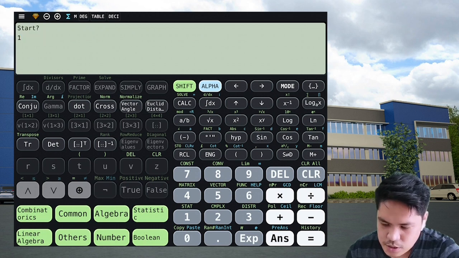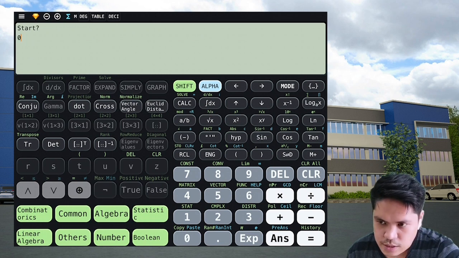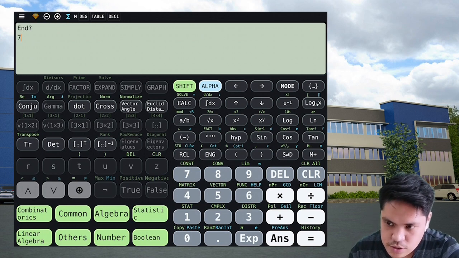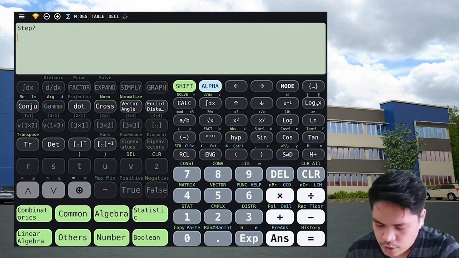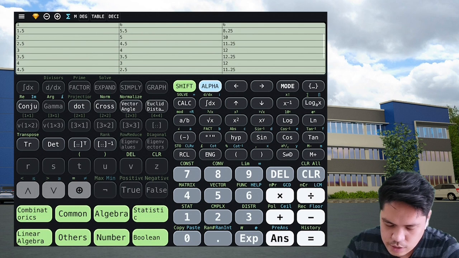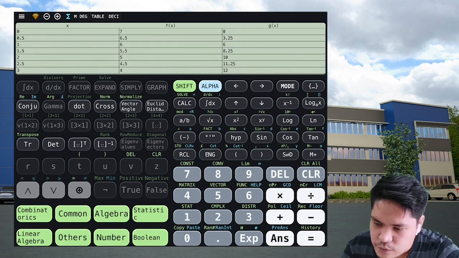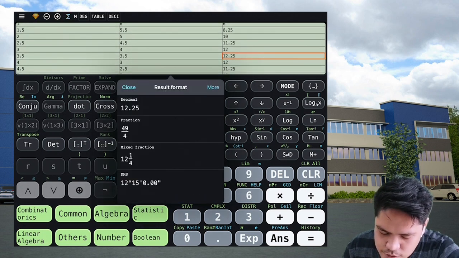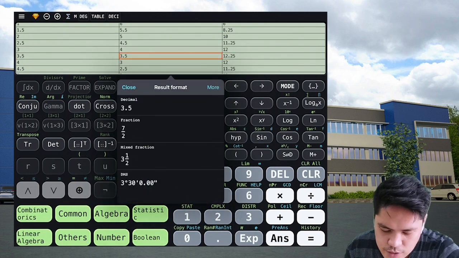Since we are looking for positive numbers, we'll just start with 0, and let's end at 7 because the numbers are in the domain up to 7. So start at 0, end at 7, then step 0.5 to be sure. So we'll get this table. If you look at the largest value for g of x, which is the product, it's 12.25. That happens when the value of x is 3.5 and the value of y is 3.5. So our answer is correct.